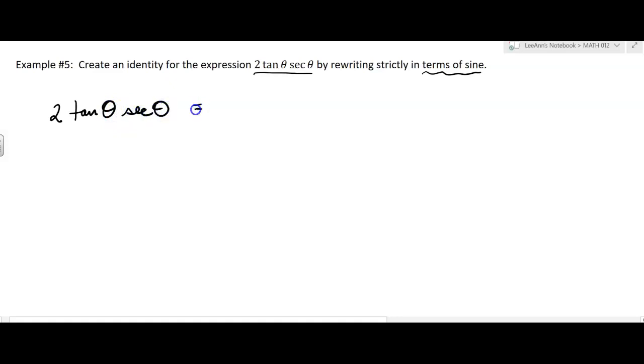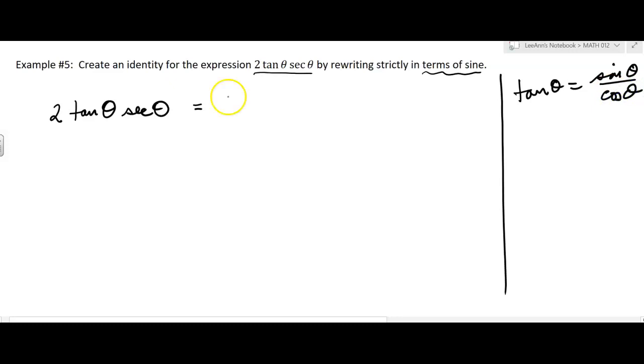And then we're going to say that's equal to, and then we're going to think about, okay, well, if I've got to have it in terms of sine, I know tangent theta is sine over cosine, right? So my idea over here is tangent theta is equal to sine theta over cosine theta. So I'll use that idea. Now you might be saying, well, what about that 2? Yeah, that 2 is just a 2. I'll just leave it in there.